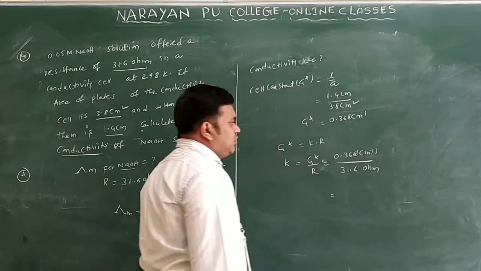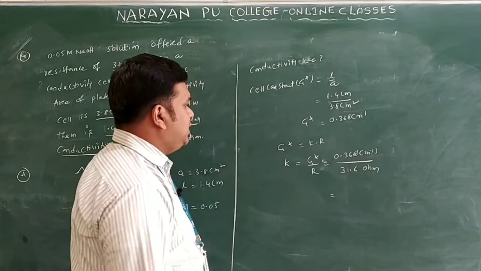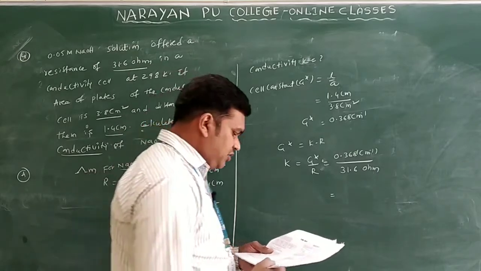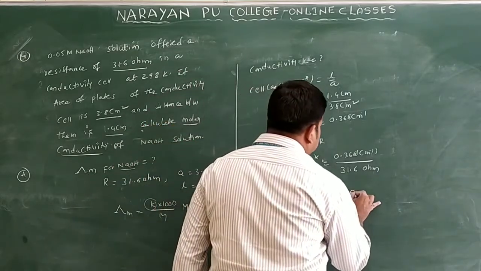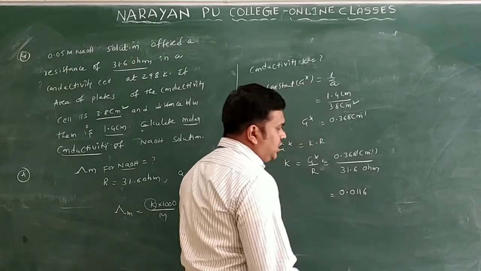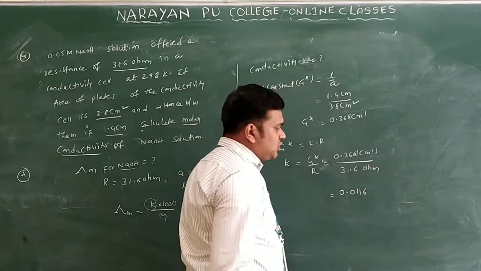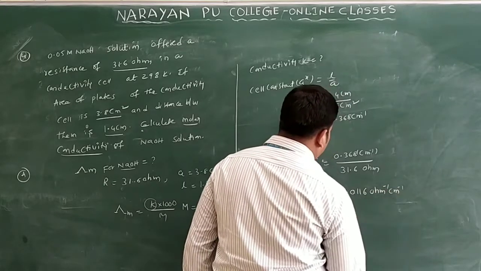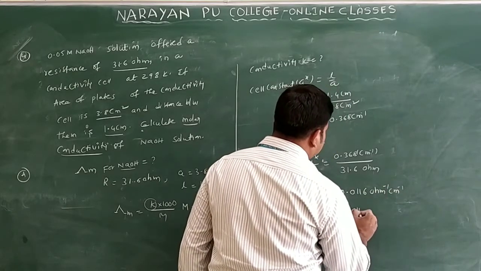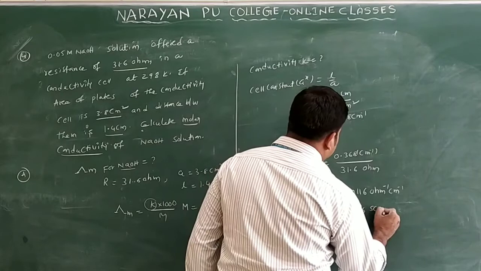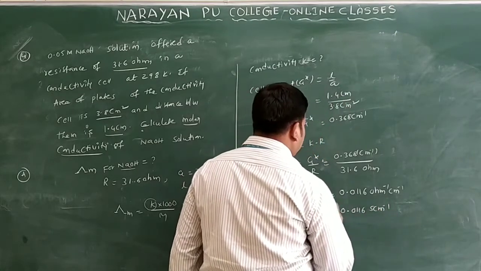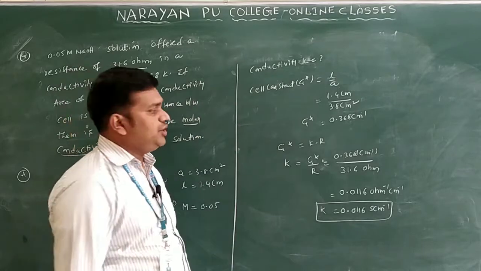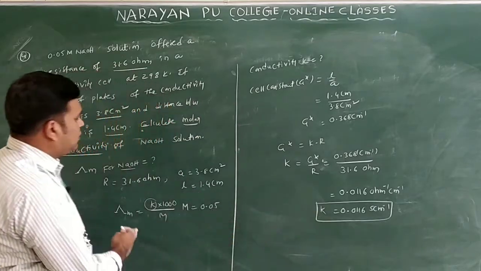Okay, so you can find out here 0.368 by 31.6, approximately how much you will get here? 0.0116 only. So this ohm becomes ohm inverse. From this you will write ohm inverse and centimeter inverse. I will write this one: 0.0116 Siemens per centimeter. So what you got? You will get the K value only.